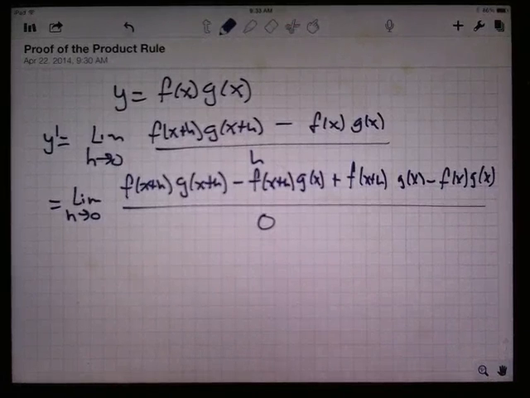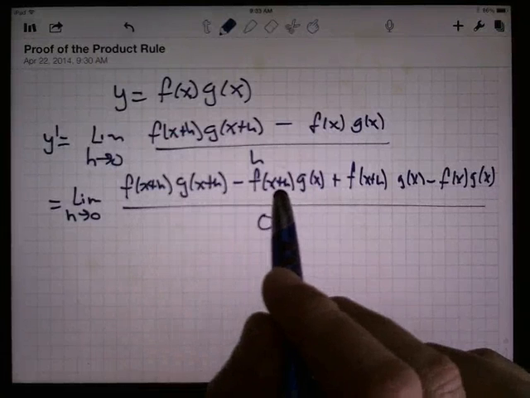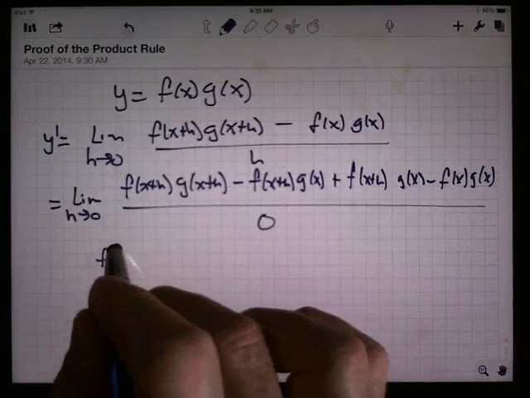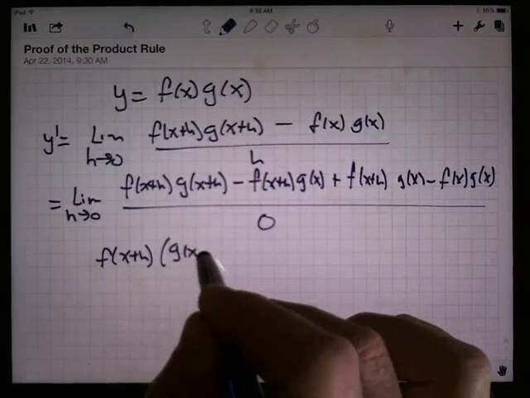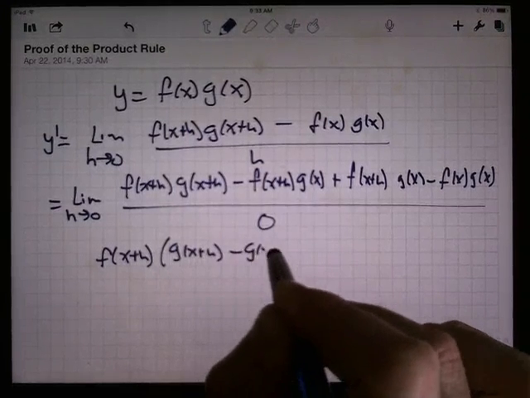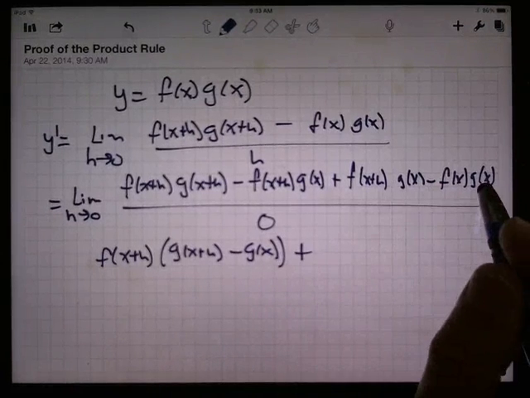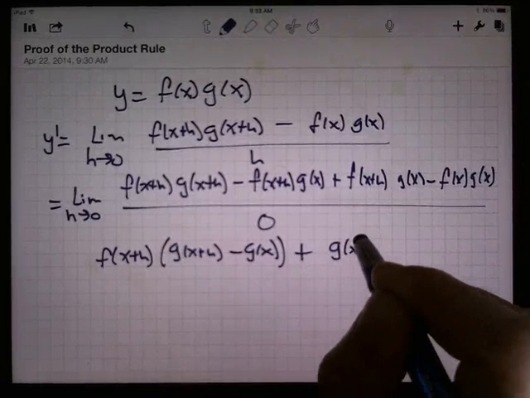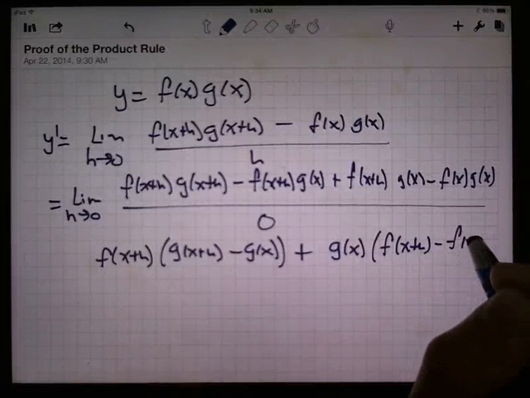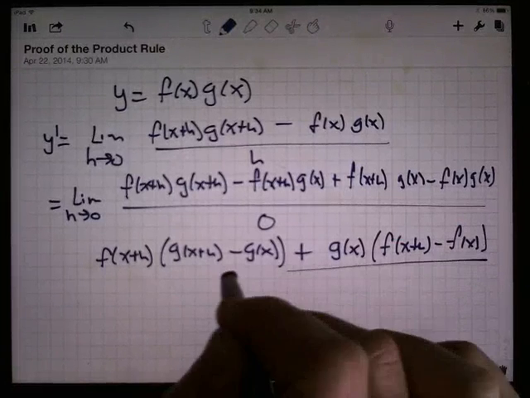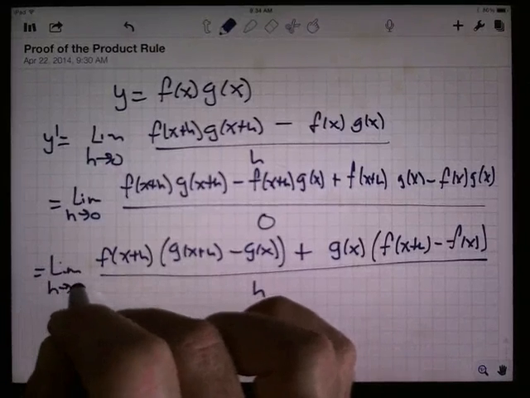But it's set up in such a way that these first two terms in the numerator now have an f of x plus h that I can factor out. So then there's a g of x plus h minus g of x. And in the second part here, there's a g of x that I can factor out, leaving an f of x plus h minus f of x. This is still all over h, and I still need to take the limit as h goes to 0.